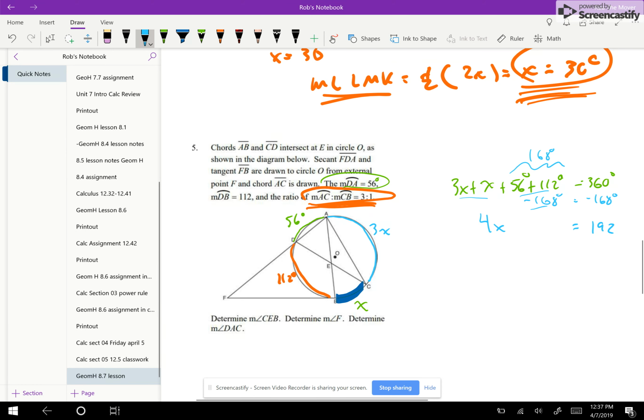So 4x equals 192. I'm going to divide by 4 on both sides. And, you know, 200 divided by 4 is 50. I'm 8 short of 50. So I'm 8 divided by 4 short of 50. That's 2 short of 50. It should be 48. I don't know if you followed my mental math there.